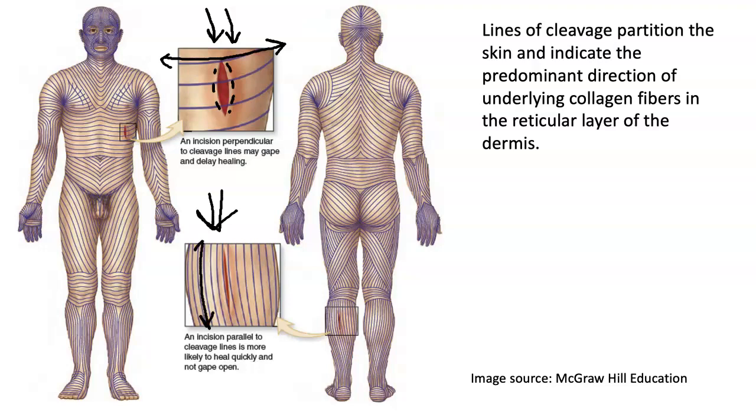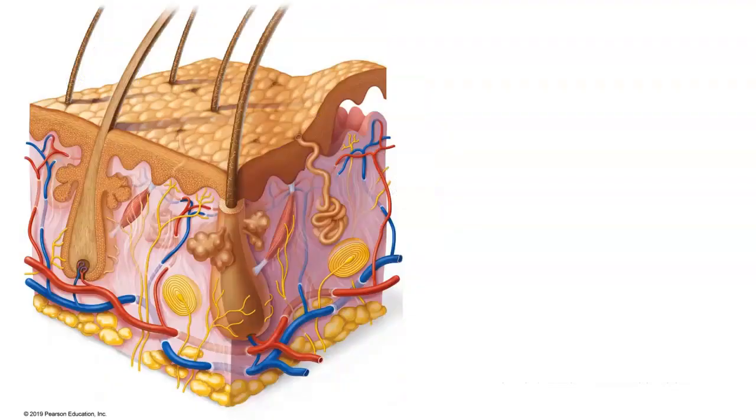So the purple lines are the lines of cleavage. That's the flow of collagen. Here I can see an incision made in that same axis, and how much more closed it is. So let's take a look at some of the other structures in the reticular layer of the dermis.